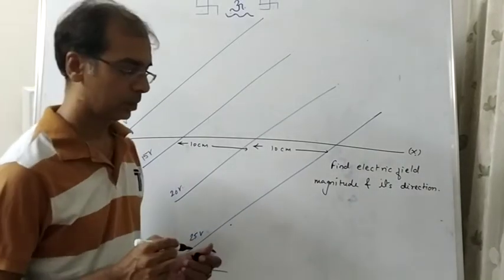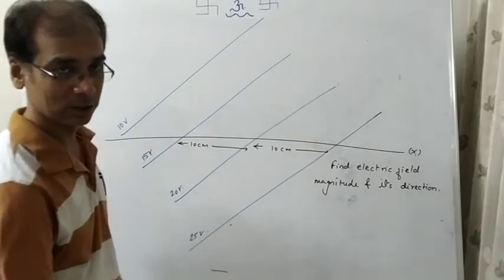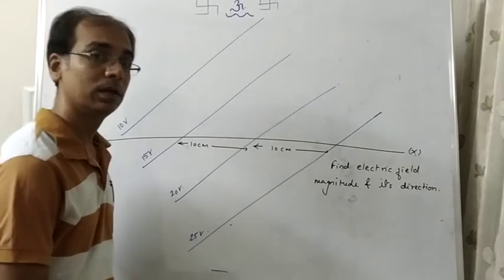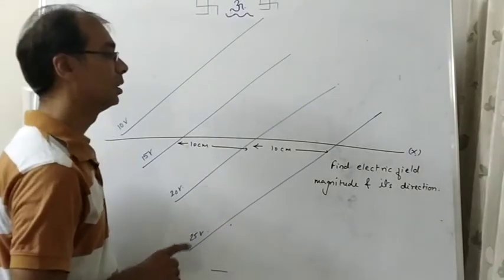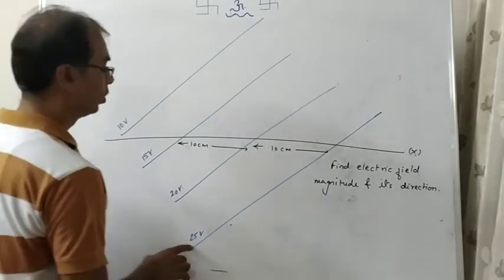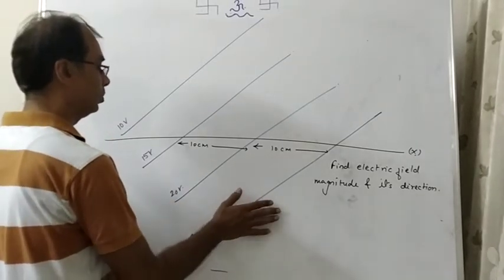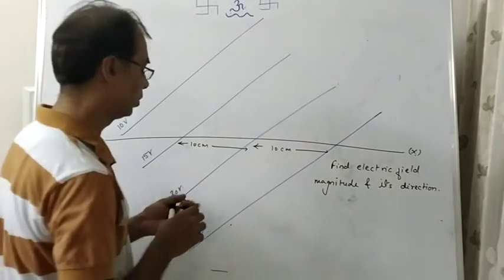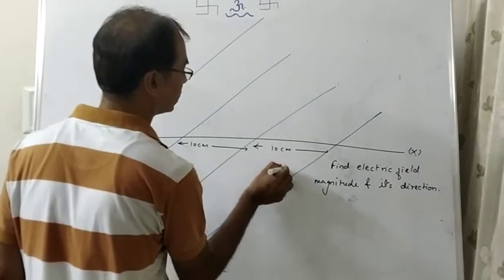Now we know that these are equipotential surfaces, plane surfaces, and that the electric field is always perpendicular to equipotential surfaces, right? And one more thing we know, the electric field is always from higher potential to lower potential. This 25 volt is higher than 20, so it will be from 25 to 10. But it should be perpendicular to the equipotential surfaces. That means the electric field will be like this.